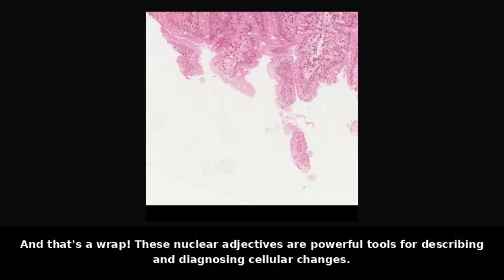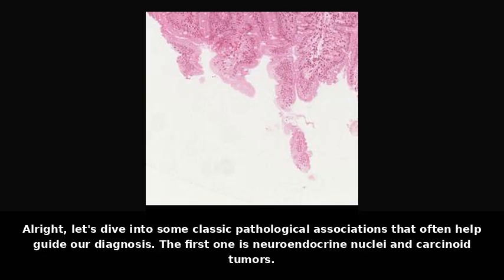And that's a wrap. These nuclear adjectives are powerful tools for describing and diagnosing cellular changes. All right, let's dive into some classic pathological associations that often help guide our diagnosis. The first one is neuroendocrine nuclei and carcinoid tumors.